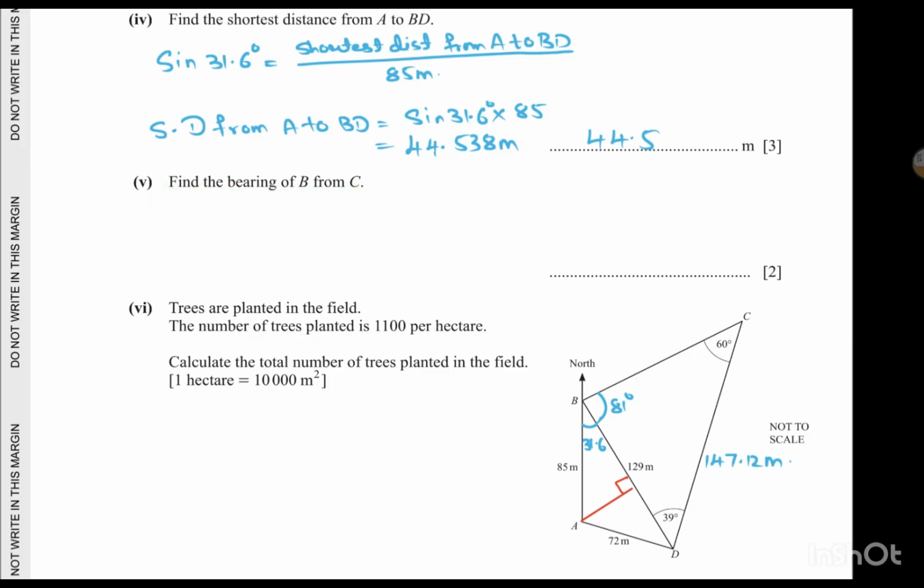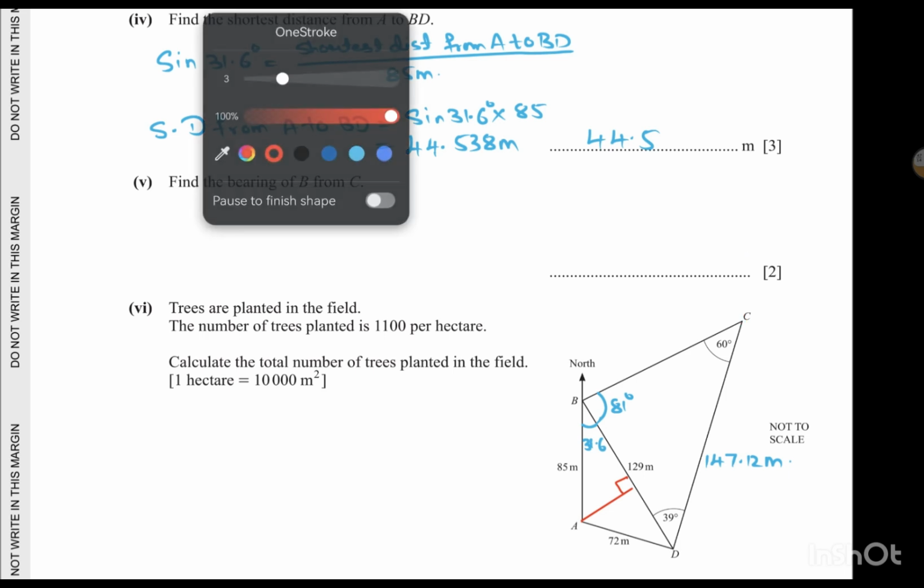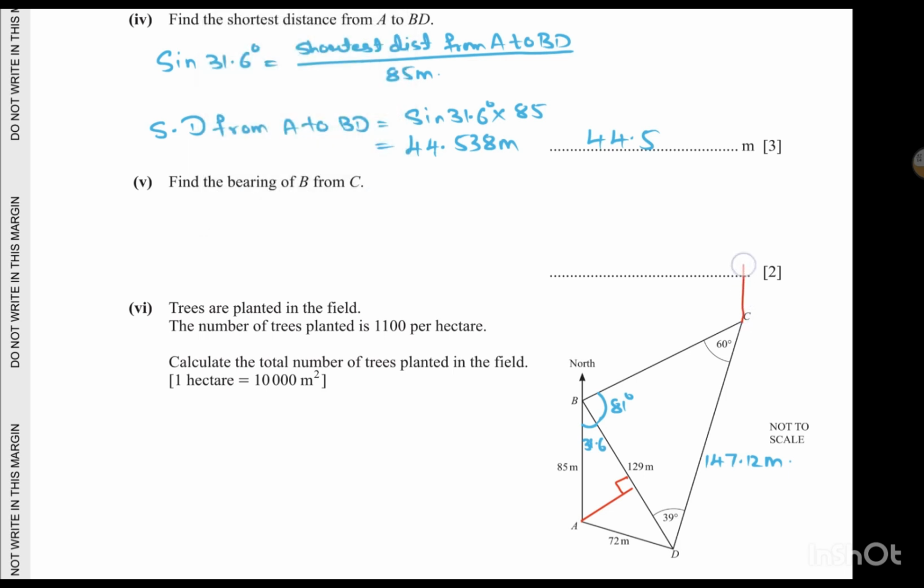So the bearing of B from C will be, you have to draw a parallel north line from C like this. Sorry, it didn't come straight. Let me draw straight. Yeah, this is the north line. So when we draw the north line, the bearing of B from C will be this whole angle.